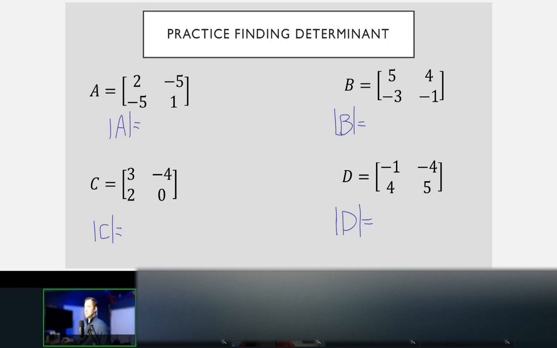Okay, so first one, A. What is the actual math operation that we do before getting the answer? So 2 times 1 minus 5 times negative 5. And then what is the answer? What is the determinant of A? Negative 23? Everyone agree?